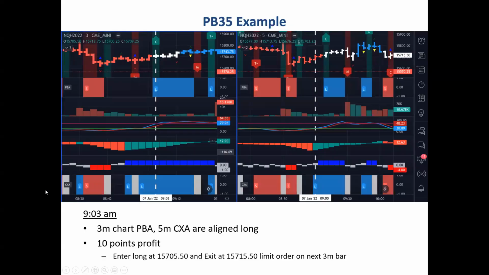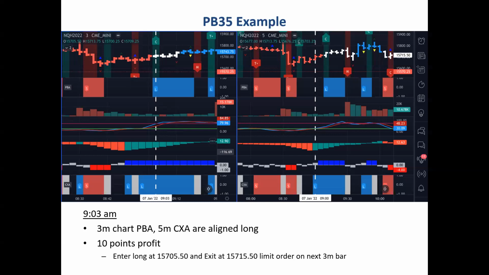Okay, so let's talk about some chart examples. I'm going to go through 3 examples here, and then I'm going to jump to a live chart. So on January 7th at 9:03 in the morning, we had a 3-minute PBA present itself at the open of the 3-minute bar.